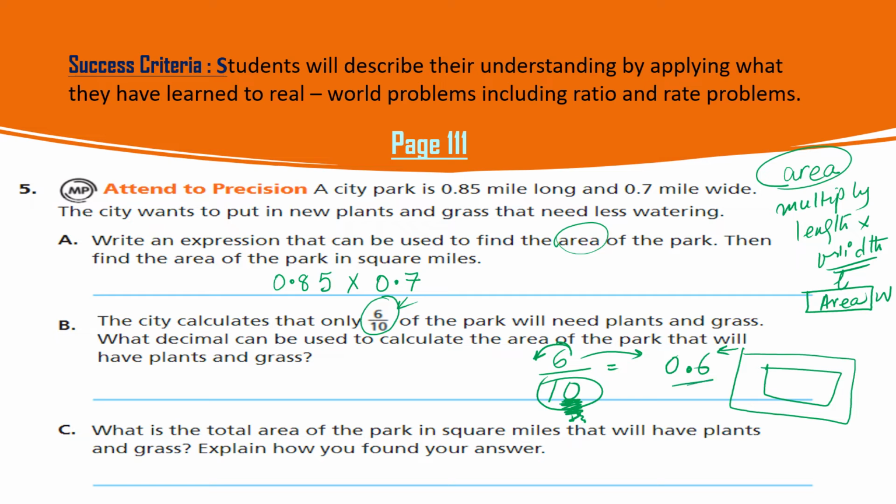So this is the area where they want to have the plants and the grass. What is the total area of the park? Total area of the park means you multiply 0.85 times 0.7. So I would suggest that you pause the video and check your answer if your answer is correct.